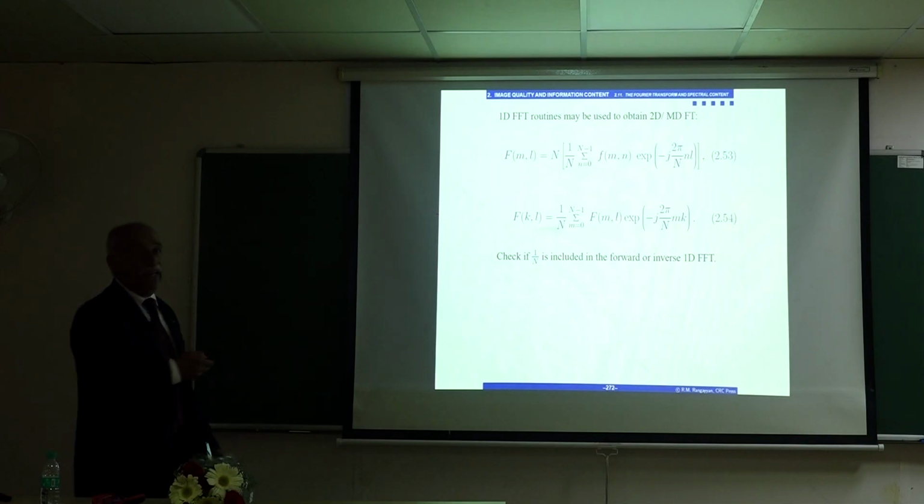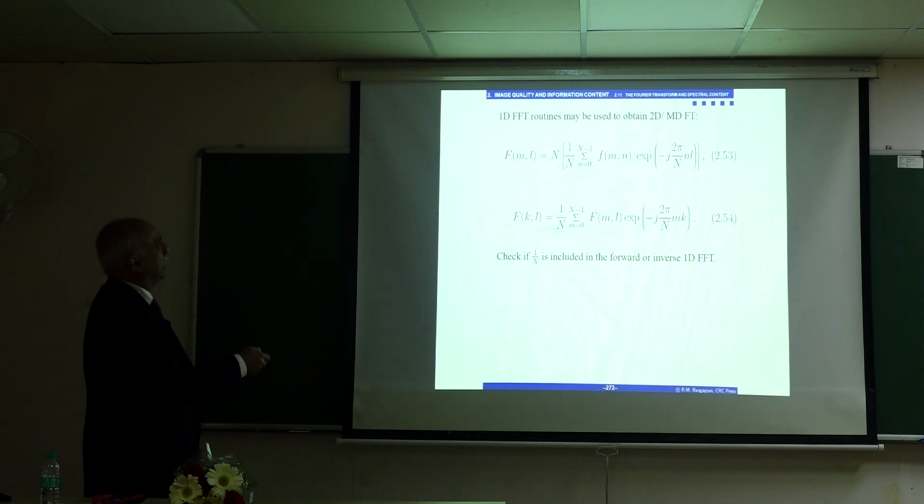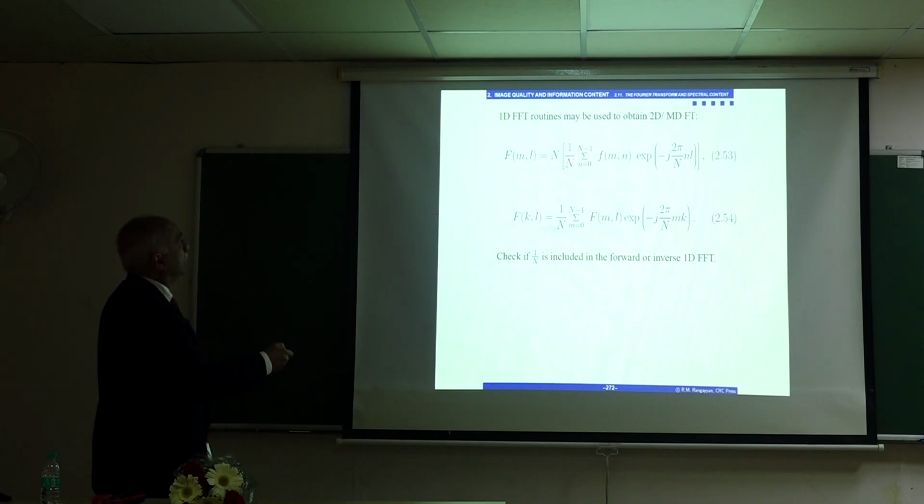So 1D FFT algorithms are used to get 2D or multidimensional Fourier transforms. You have to take care of the scale factor. If you have 1 over N, you may want that N. Otherwise, if you are scaling later for display, it doesn't matter. So this F(m,n) using N, L, sum on n.